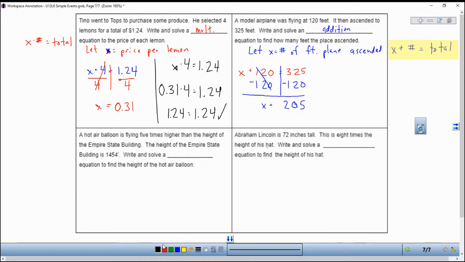All right, to check that, let's check it out over here. We'll rewrite the equation. x plus 120 equals 325.